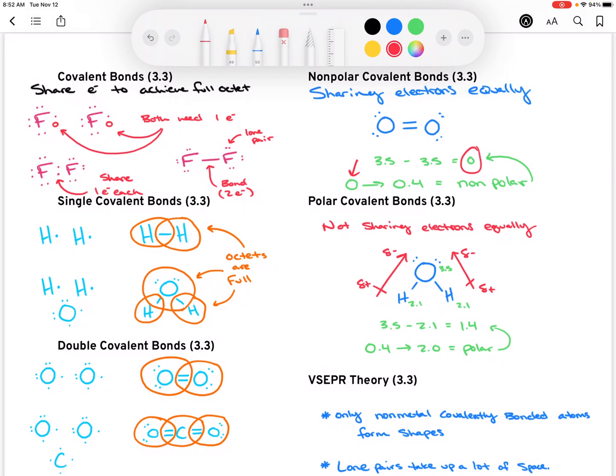So let's look at water. The reason why water is polar and the reason why water likes to interact with the world is because it has charges associated with it. So here in oxygen, we have a 3.5 minus 2.1, the difference is 1.4. That definitely does not fall into the 0 to 0.4 range. So we have a new range. Anything between 0.4 to 2.0 is polar, and 1.4 falls right in the middle of that. So this means that they're not sharing equally. So anytime there's a bond here, we can calculate how they're being shared.